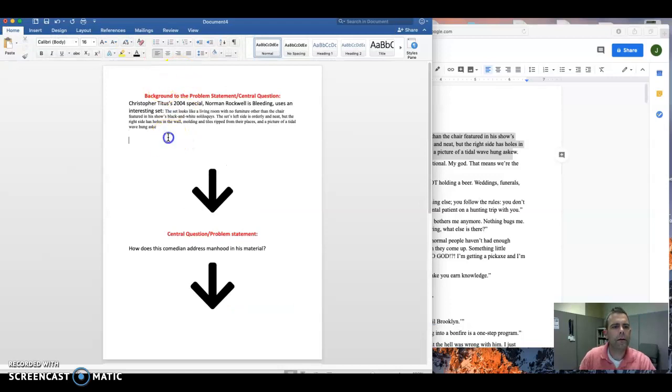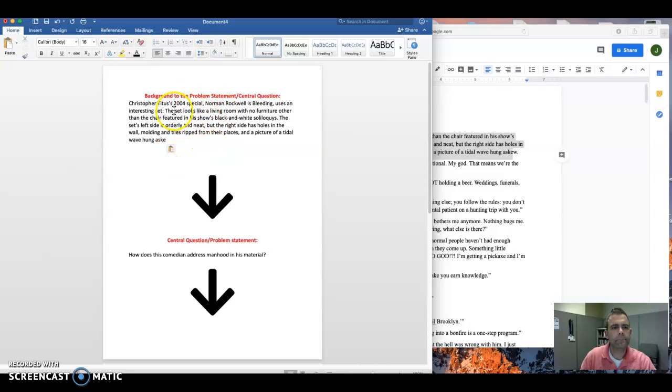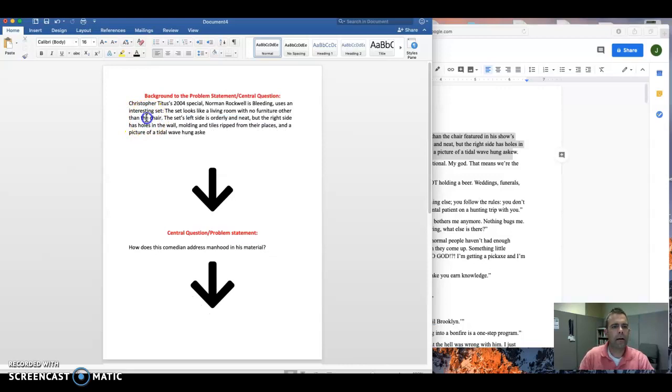So here, let's go ahead and keep text only. Set looks like a living room. We don't need this part here with no furniture other than a chair. And so what's interesting, the set's left side is orderly and neat, but the right side has holes in the wall, molding and tiles ripped from other places, and a picture of a tidal wave hung askew.